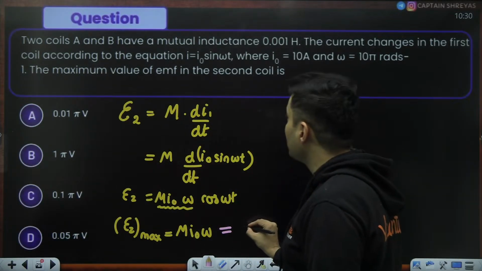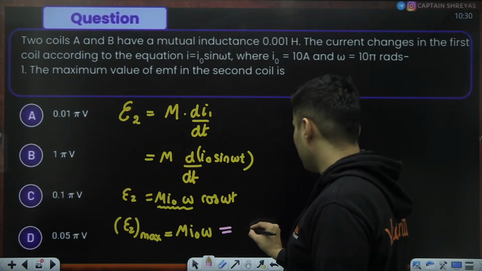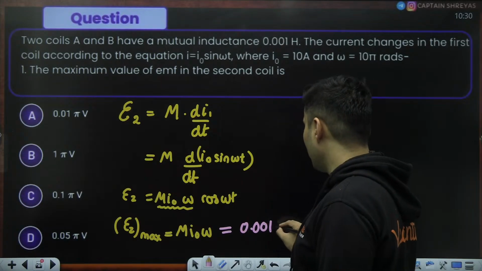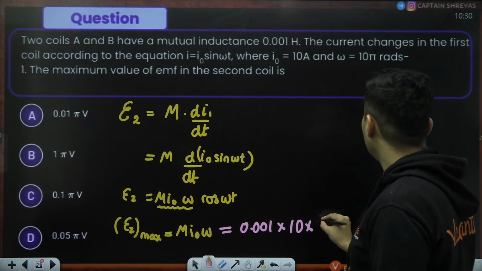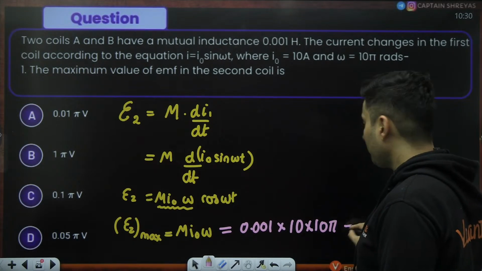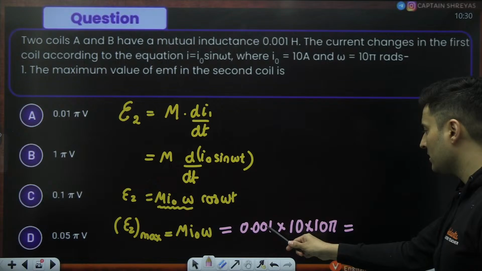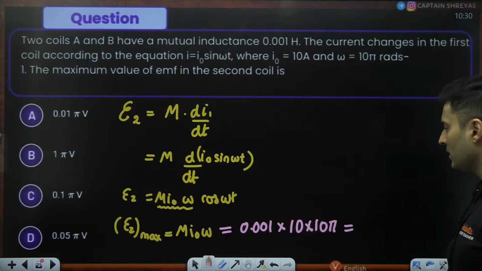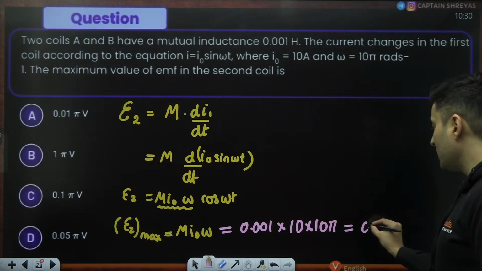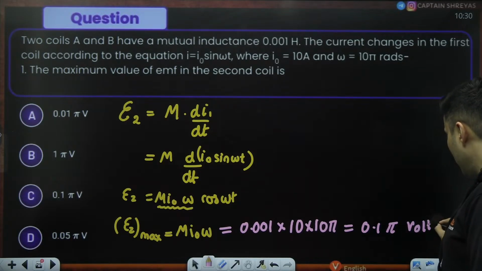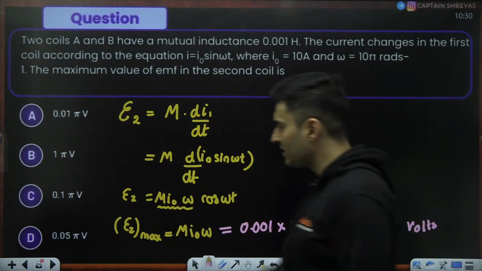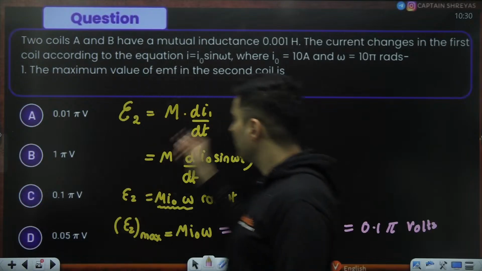The mutual inductance is given to be 0.001 Henry. I naught is given to be 10 and omega is given to be 10 pi. So 10 times 10, and the decimals will cancel out. You will be just left with 0.1 times pi volts, which is option C.